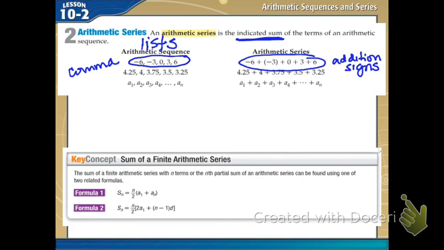We're going to be looking at how to find the sums of infinite arithmetic series. We don't want to have to just add them all together, so of course we're going to have a formula. This is the main formula that we're going to use down here, but there's also a second formula if you don't know the second term.